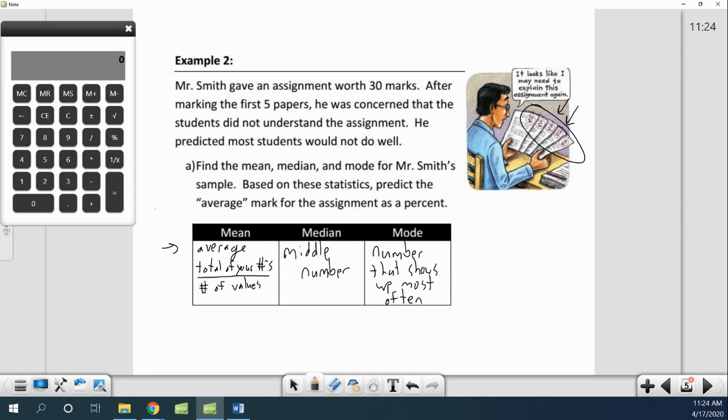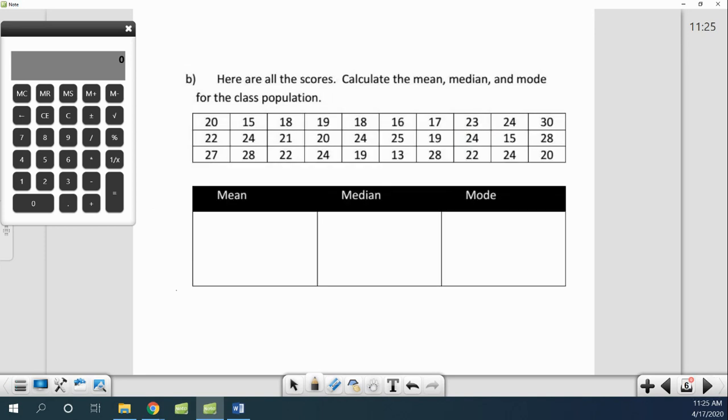If I want to say which shoe size should I buy, I don't want to average the ones I'm selling because I can't buy a 6.2. You know what I mean? I have to buy a size 6 or a size 7. So mean doesn't always work if you can't have numbers in between. Anyways, here are the scores. Let's figure them out.